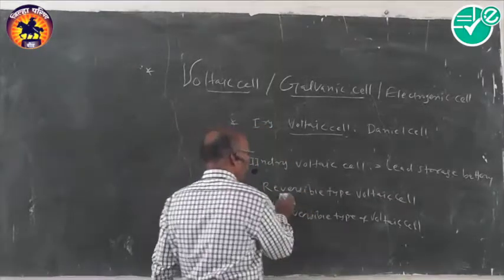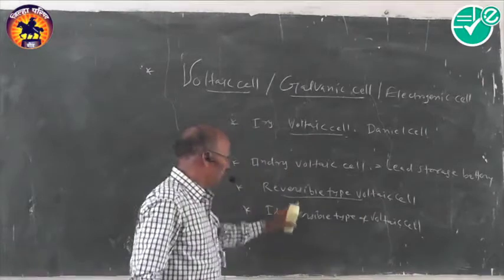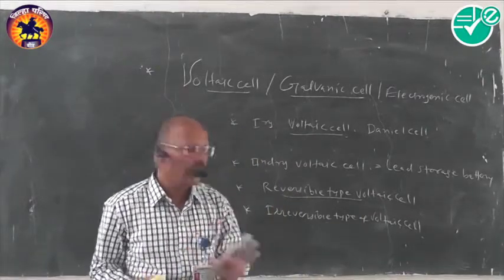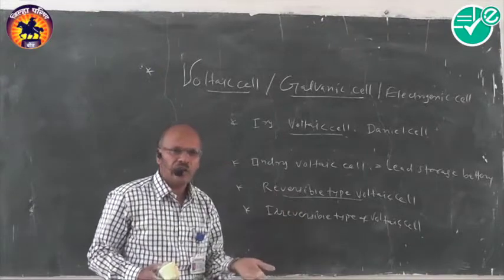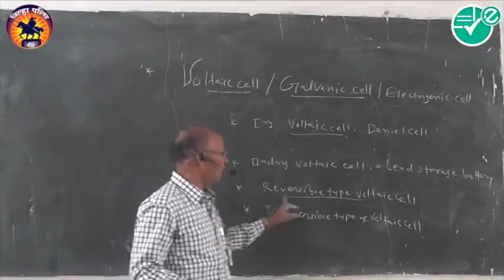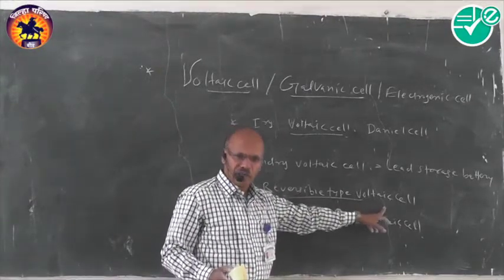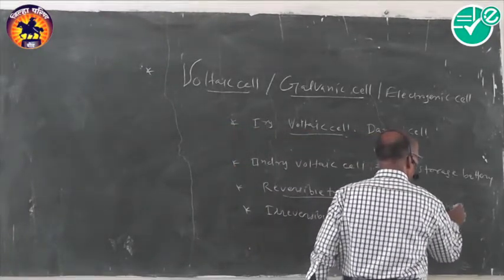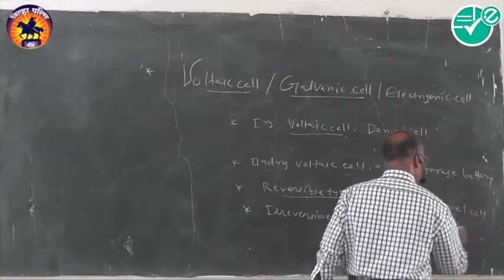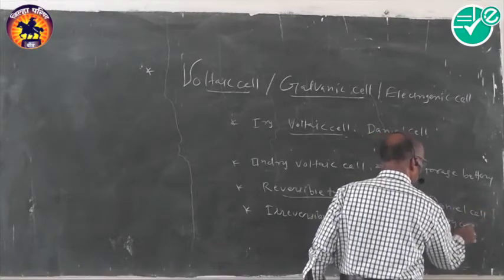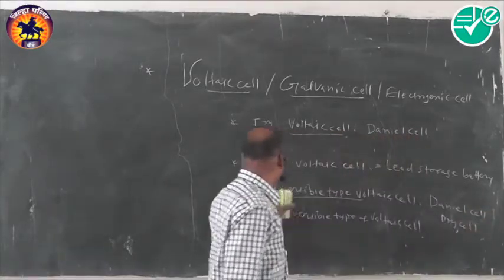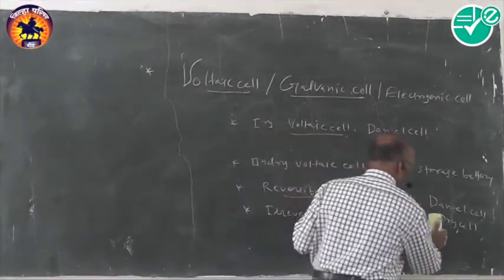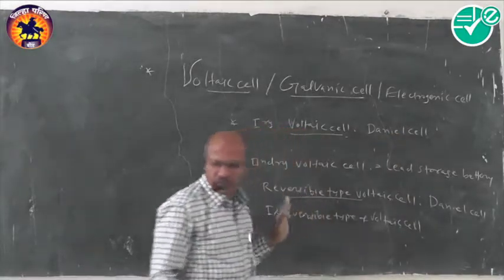What is the reversible type of this cell? The cell whose cell reactions can be easily reversed by applying slightly higher potential than the cell potential, we generally call a reversible type of the cell. The example is the Daniell cell, the reversible cell.